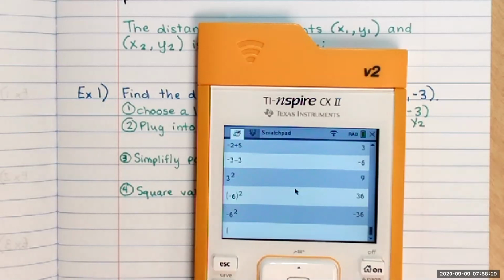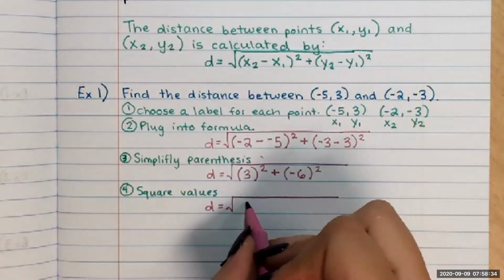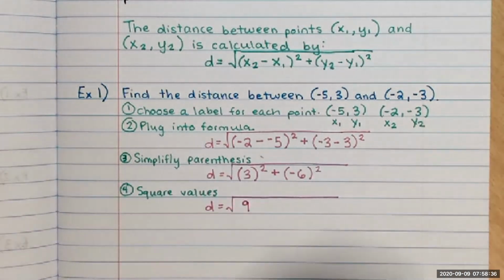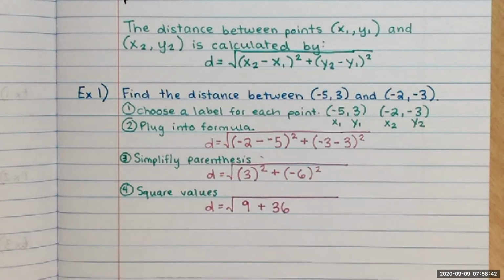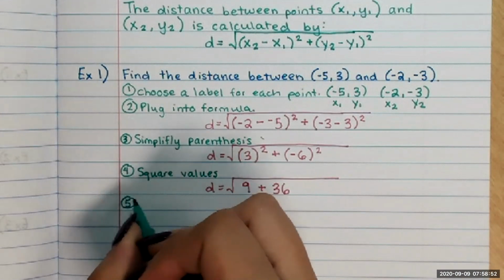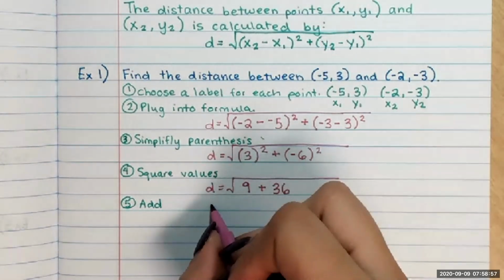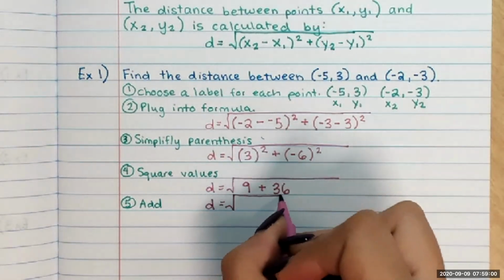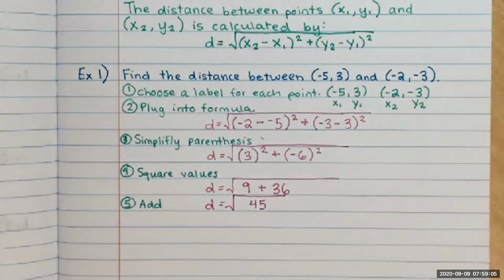You can put them around the positive as well. It's just one extra step. Okay, so 3 squared was 9. I no longer need the parentheses. And -6 squared is 36. And then I feel like it's pretty obvious from here that we need to add. So 9 plus 36 is 45.